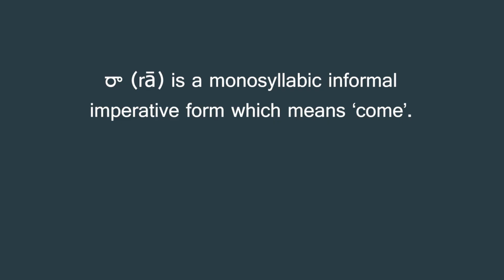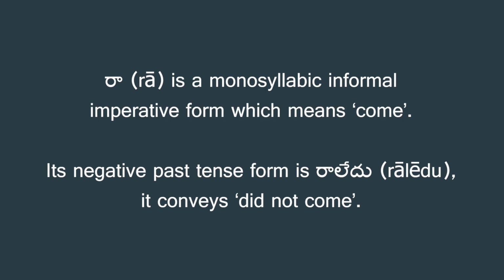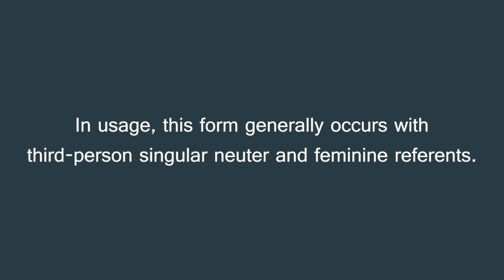See the explanation part. Ra is a monosyllabic informal imperative form which means come. Its negative past tense form is Raledu. It conveys did not come. In usage, this form generally occurs with third person singular neuter and feminine reference. In Telugu, the verb Raledu is the negative past tense form. It is used with different subjects to indicate that someone or something did not come.